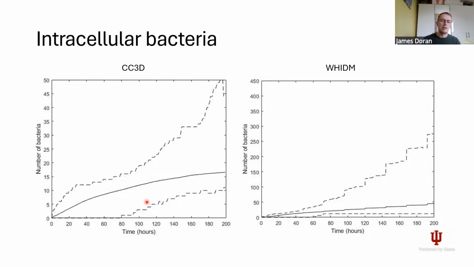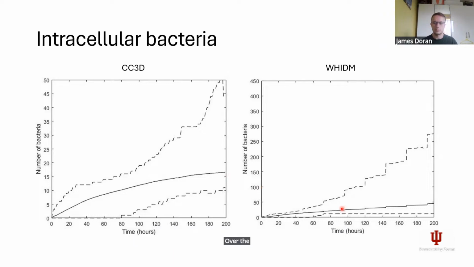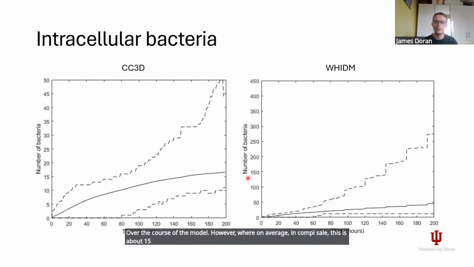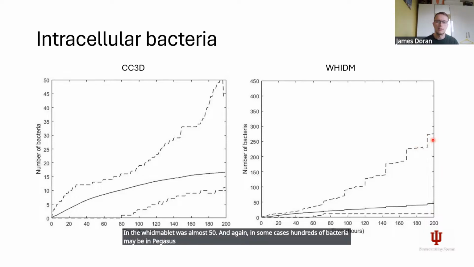The intracellular bacteria numbers are the last ones I'll show. So both models had a similar shape in the sense of this slowly increasing mean amount of bacteria phagocytosed over the course of the model. However, whereas on average in CompuCell, this is about 15 to 20 by the end of the simulations, in the WHIDM model, it was almost 50. And again, in some cases, hundreds of bacteria may have been phagocytosed by the end of simulations.